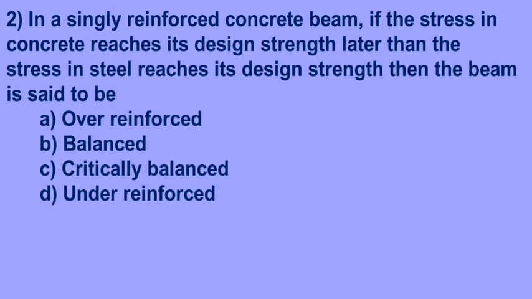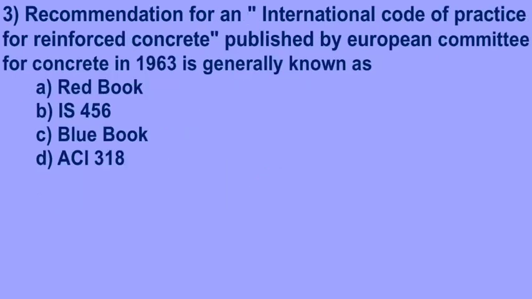So under reinforced section is adopted for all building constructions. We are not preferring over reinforced section because here the concrete reaches its design strength earlier than the steel, and it is not preferred for structures. So option D is the answer. Let's move to the next question.